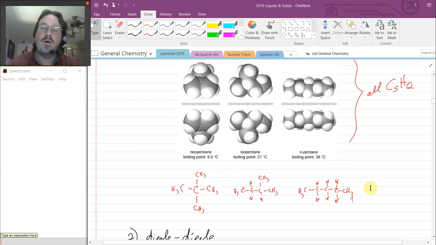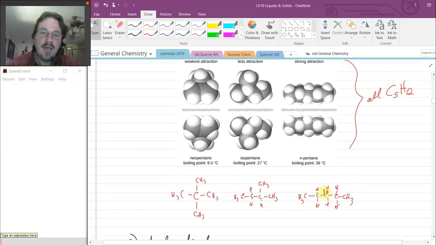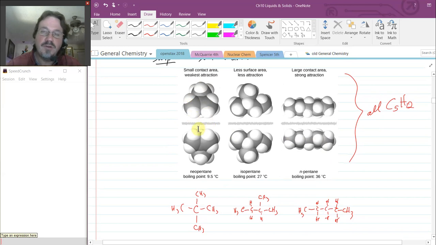And so I think about, well, what kind of London dispersion forces would be from one molecule to the next? What's going to attract there? I think it's pretty clear that the ball shape, the spherical shaped ones, are not going to have as much surface area contact as the long, skinny n-pentane one does. And the one here, well, somewhere in the middle.